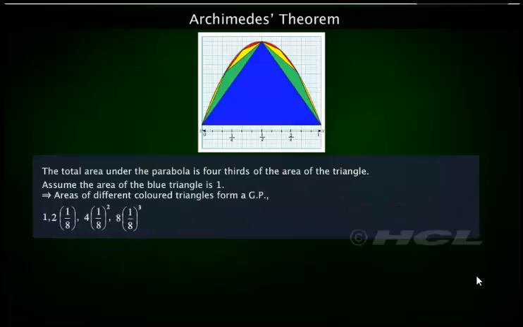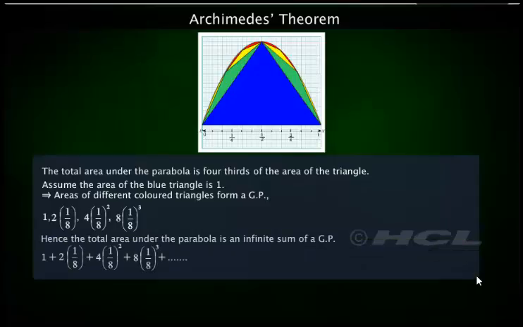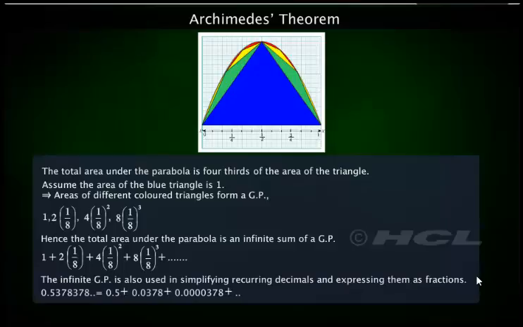Now, if the area of the blue triangle is assumed to be 1, the areas of the different colored triangles form a GP with the common ratio 2 times 1/8, as shown. Hence, the total area under the parabola is an infinite sum of an obtained GP, as shown. Last but not least, infinite geometric progression also finds an application in simplifying recurring decimals and expressing them as fractions. Let's explore some more applications.